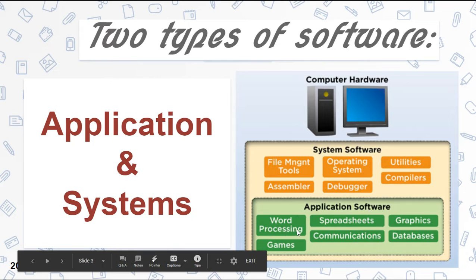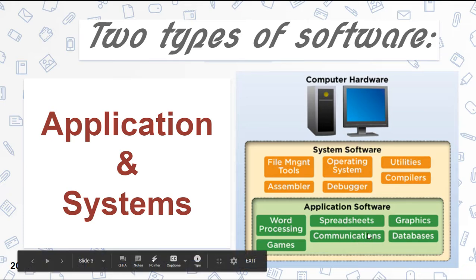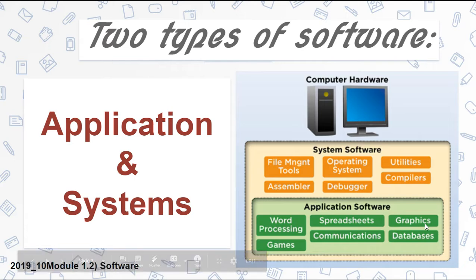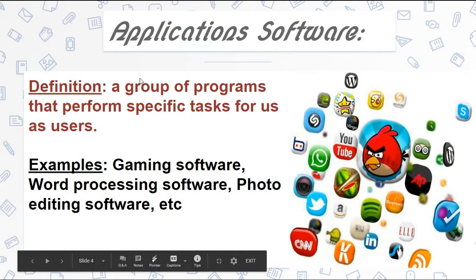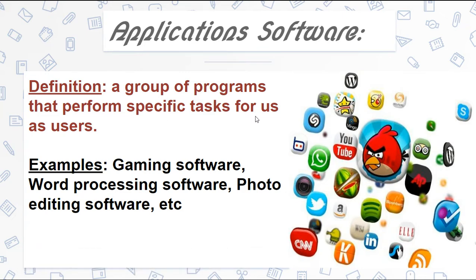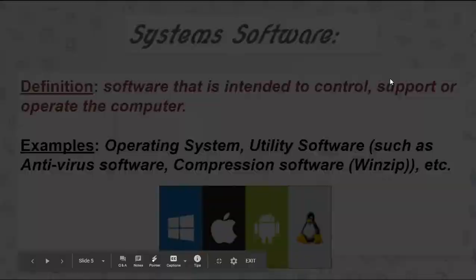So word processing, Google Docs, Google Sheets, or an Excel spreadsheet, communication, so Gmail or some kind of email program, graphics, maybe you've got some kind of photo editing app, databases we'll look at in more detail in grade 11, and games. So application software is a group of programs that perform specific tasks for us as users: gaming software, word processing software, photo editing software. These are the kinds of things we interact with all the time.